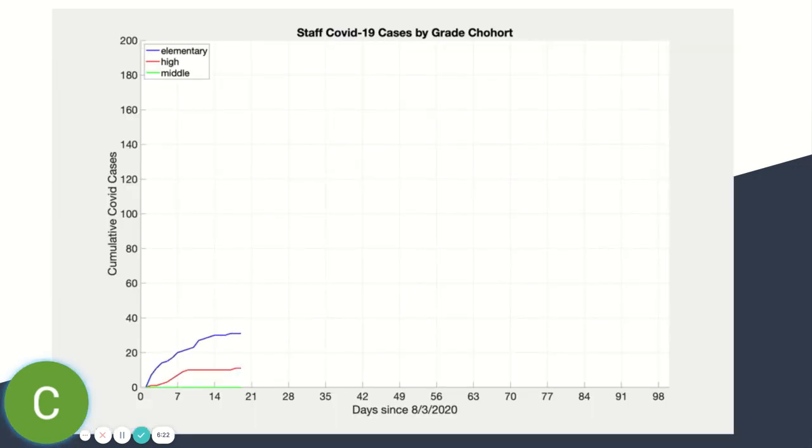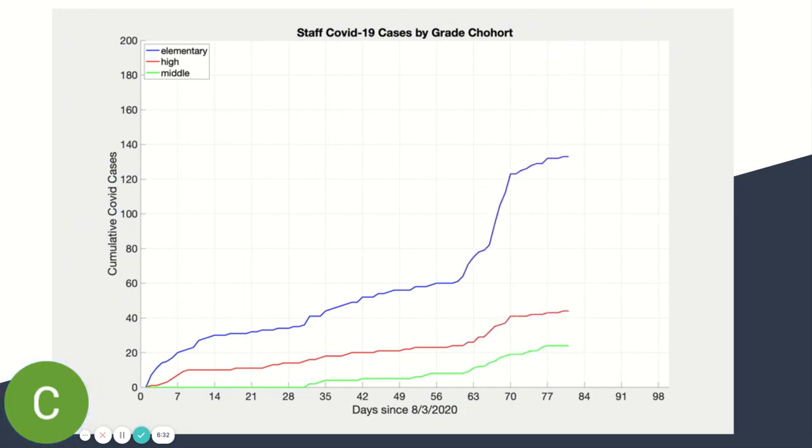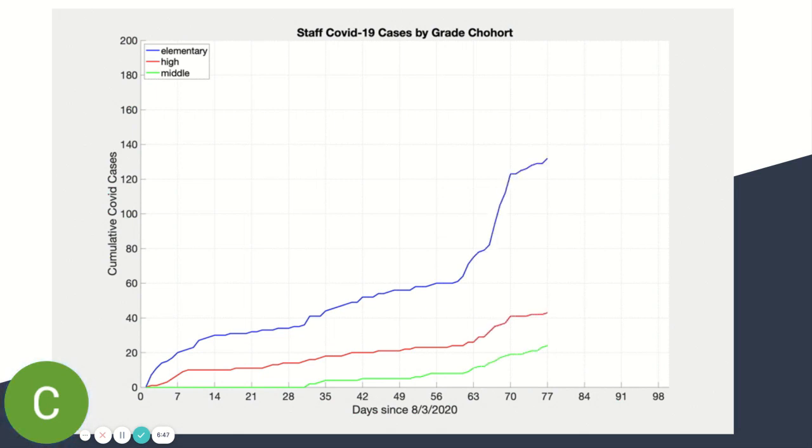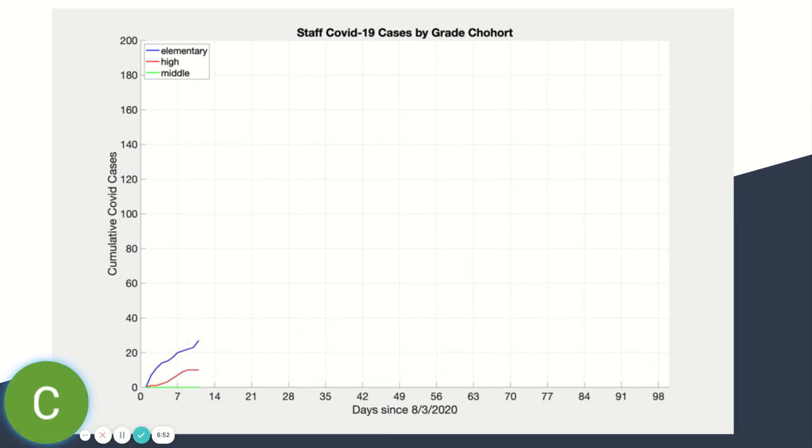Now let's look within that data just from the district and compare elementary to secondary. On this chart, we have the cumulative COVID case counts over time since August 3rd. The blue line represents elementary staff. The red line represents high school staff. The green line represents middle school staff. Now, this data has not been normalized, but even in this raw form, you can tell that the elementary staff is skyrocketing much quicker than the high and middle school staff put together.